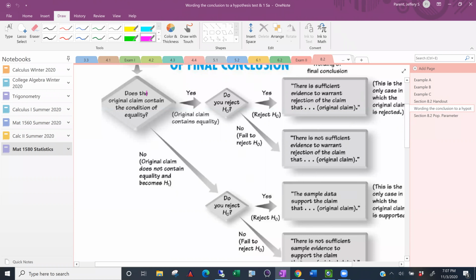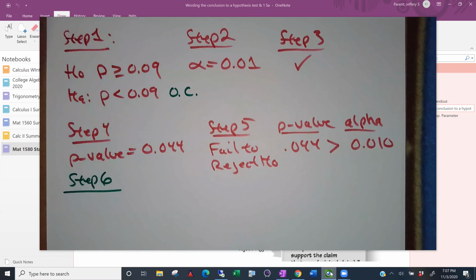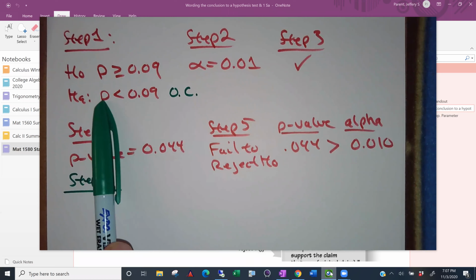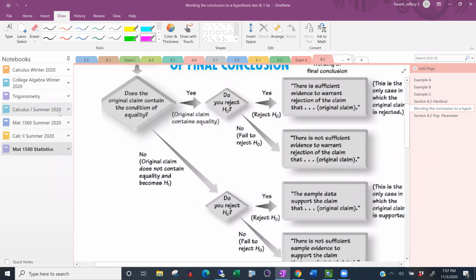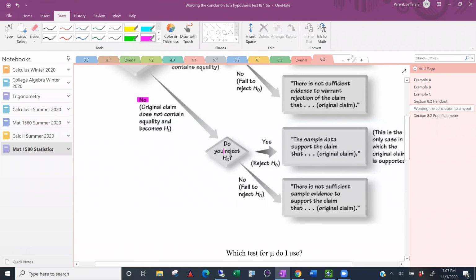So let's start out here. Does the original claim contain the condition of equality? Well, that was back here. Does the original claim contain the condition of equality? Somebody make me look good. No, thank you. It doesn't. So that brings us down here on the no branch. Then we come to this one down here. Did we reject H naught or do we fail to reject H naught? Failed to reject. Fail to reject.